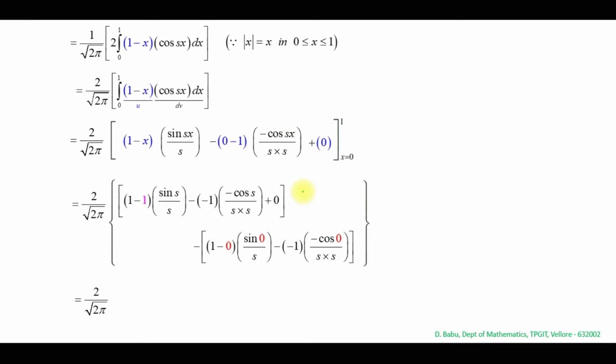which is equal to 2 divided by square root of 2 pi. 1 minus 1 is 0, and 0 into anything is 0. Next, minus into minus into minus, minus cos s divided by s square. Next, sin 0 is 0, and 0 into anything is 0. This is minus into minus into minus, minus cos 0, whose value is 1, so 1 divided by s square.